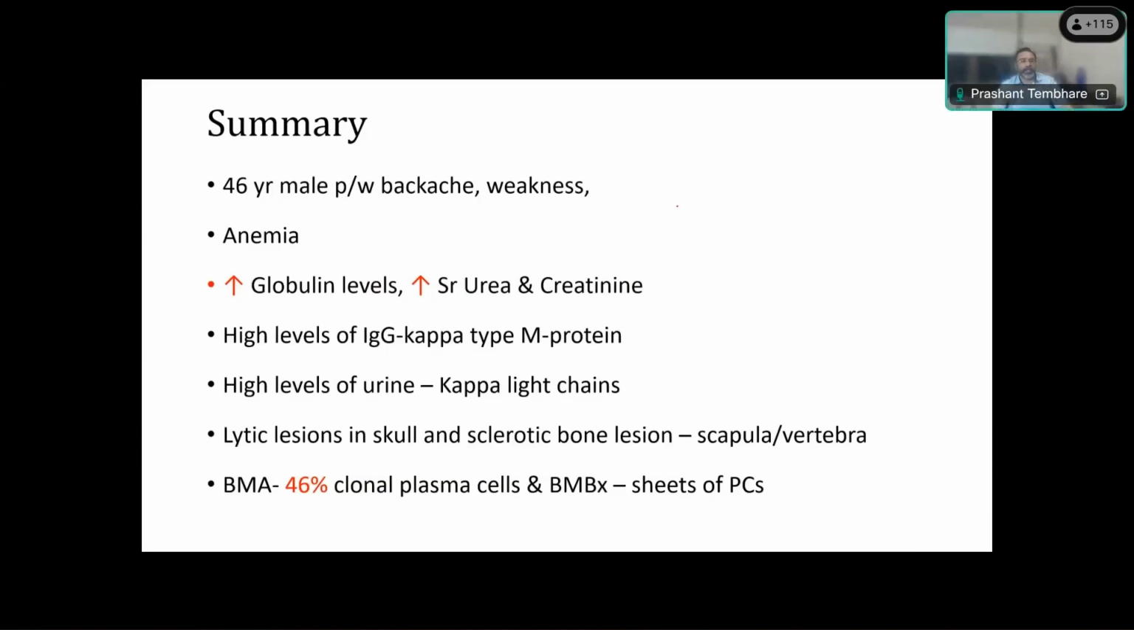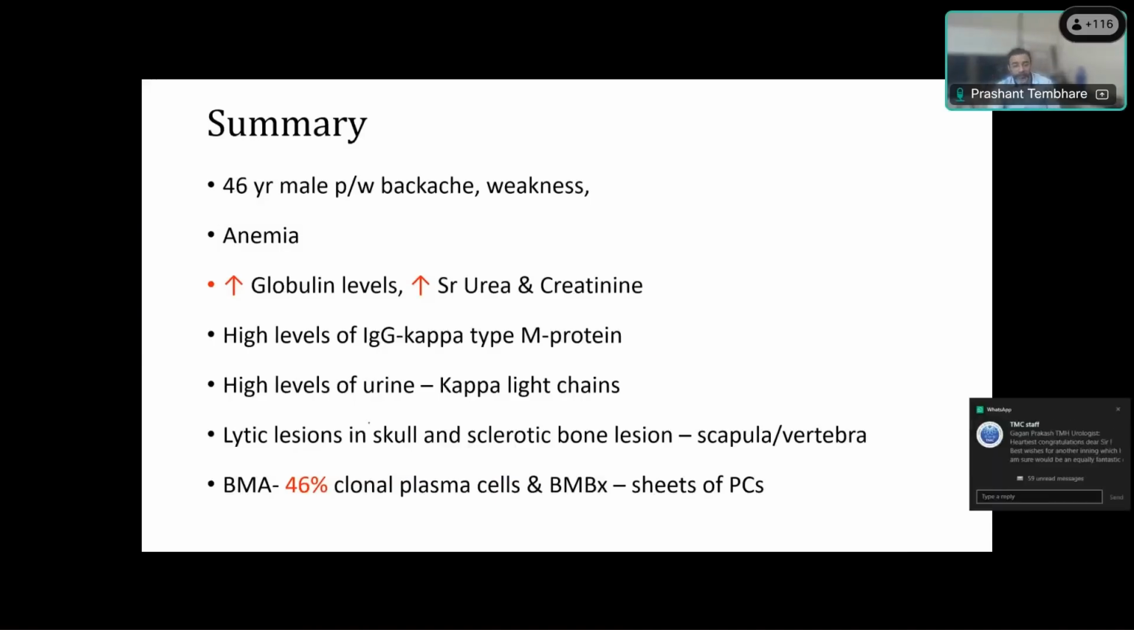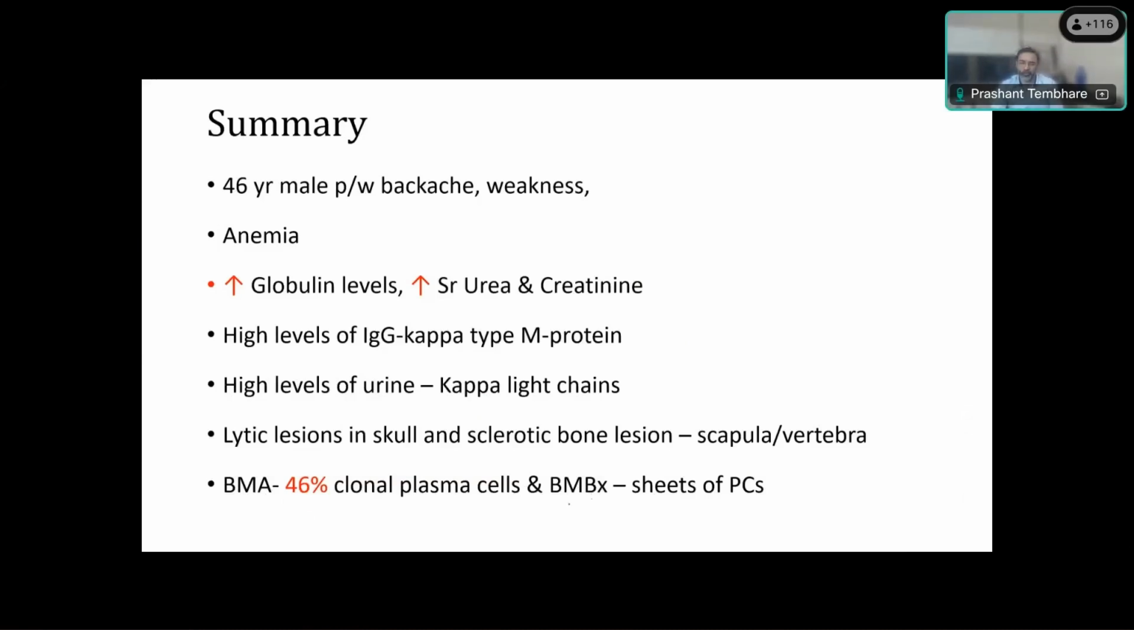So let's summarize this case. We have a 46-year-old male patient presented with backache, weakness, anemia, globulin levels were increased, serum urine and creatinine levels were increased, indicating compromised renal function. Then high levels of IgG kappa M protein, kappa light chain in urine, lytic lesions on skull, right? And in bone marrow aspirate, we had 46% clonal plasma cells, and bone marrow biopsy had sheets of plasma cells.